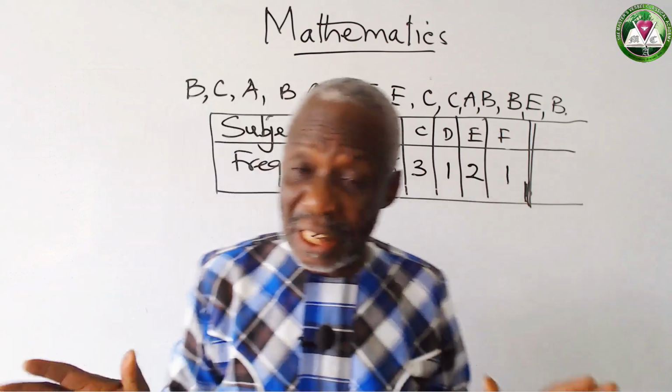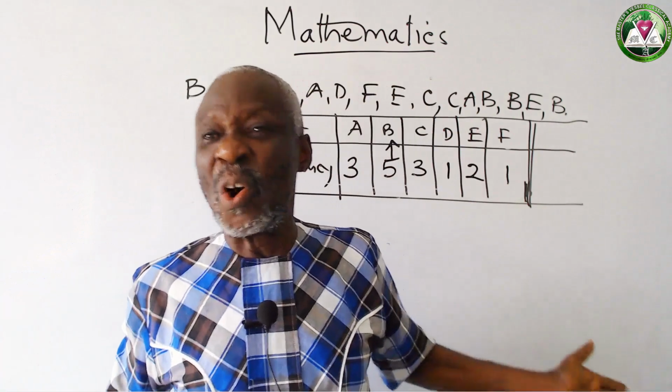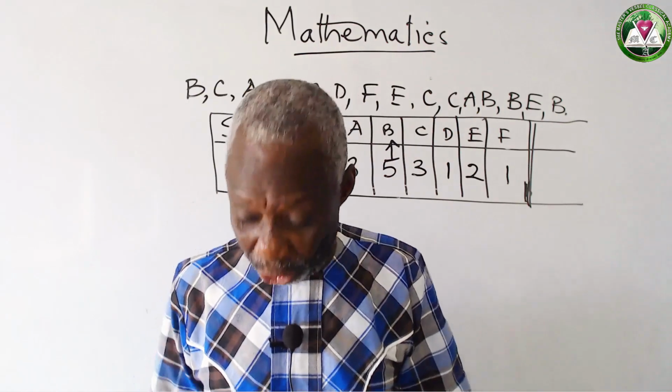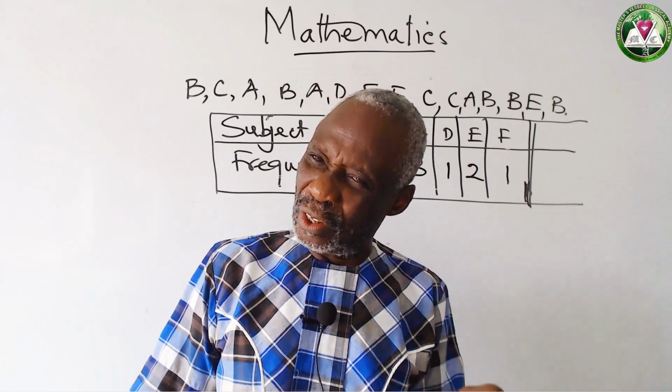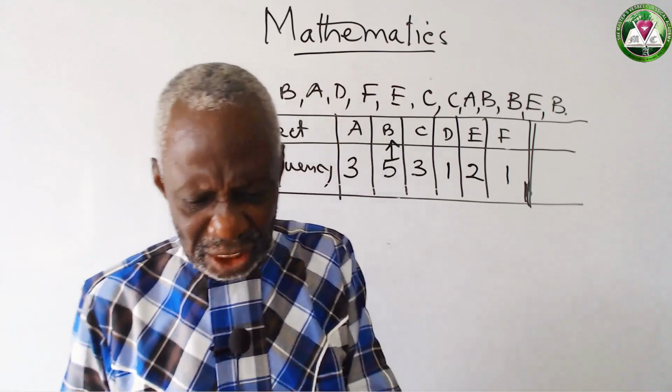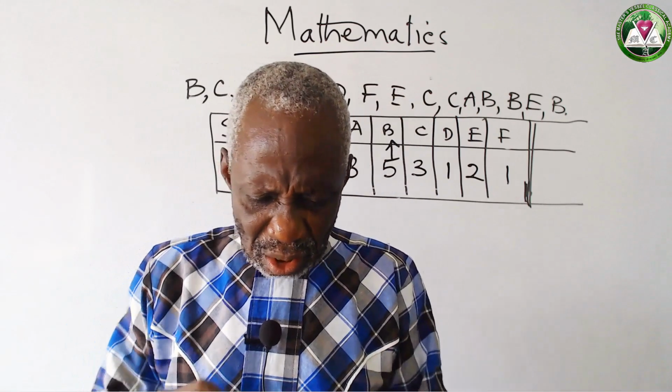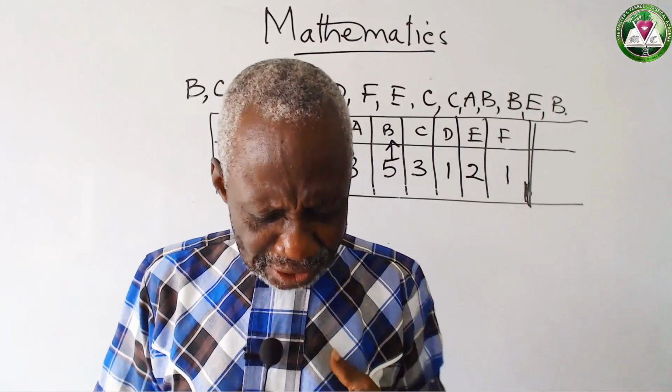So the number of people who took that particular test, you add the frequencies. Summation of the frequencies gives you total number involved. Summation or addition of the frequencies gives you the total of what is done. Let's ask another question.